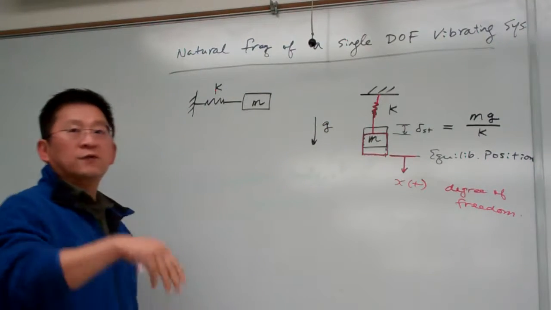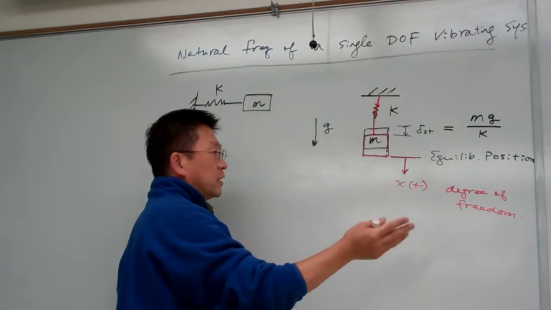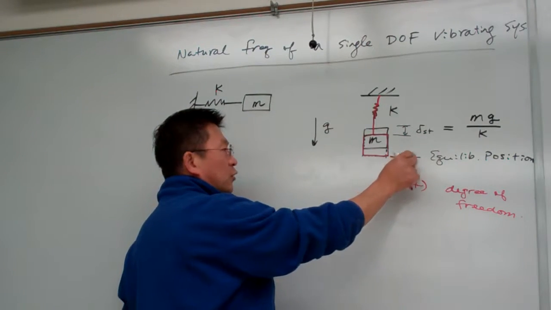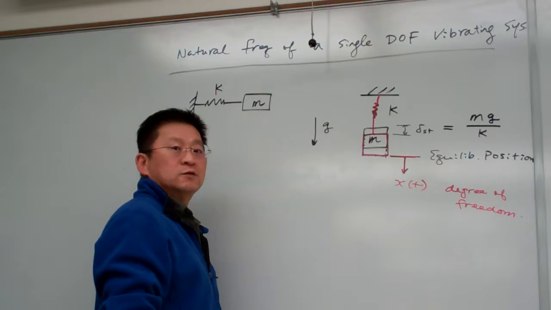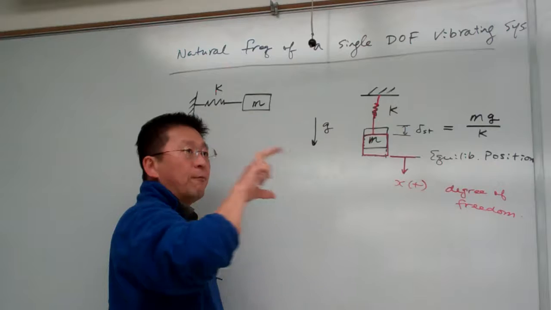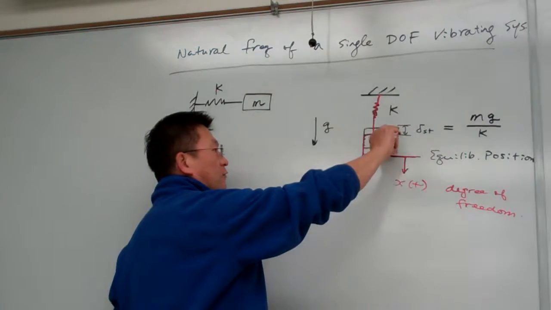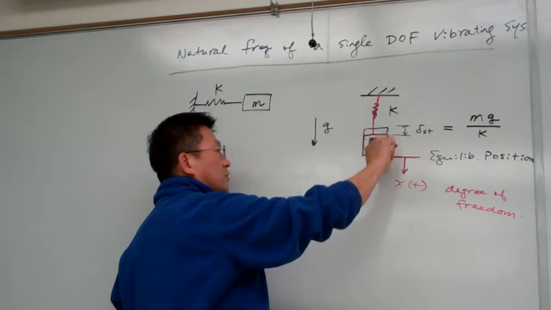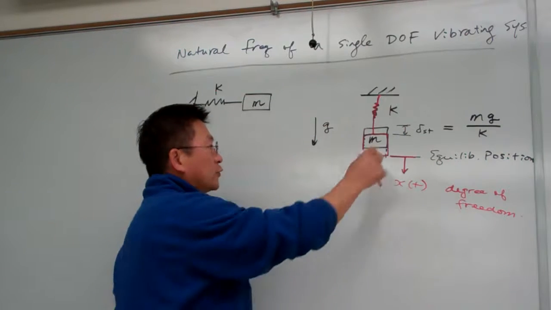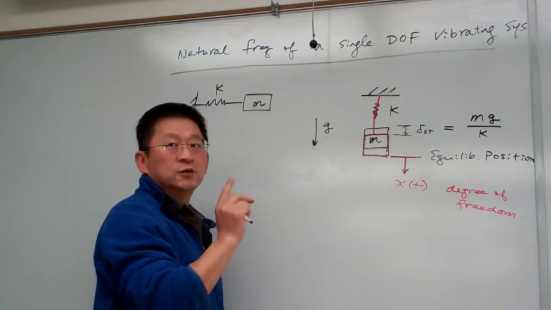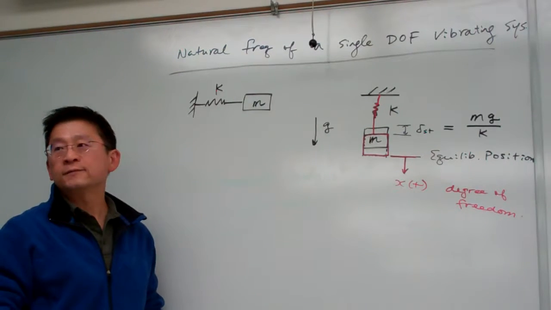That means if there is any oscillation or vibration, the oscillation or vibration will be centered with respect to this equilibrium position. So if this mass block's maximum displacement is 5 centimeters here and then 5 centimeters here, vibrating back and forth, it is not with respect to its original undeformed position. No, it starts from the equilibrium position. That is a very important concept.